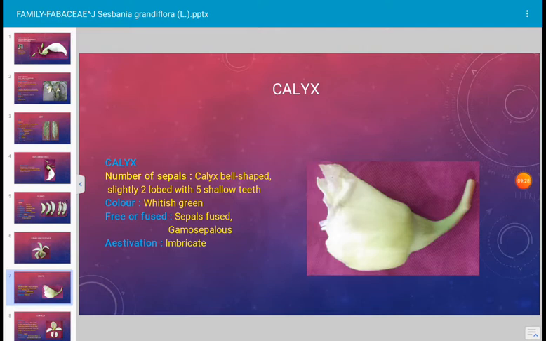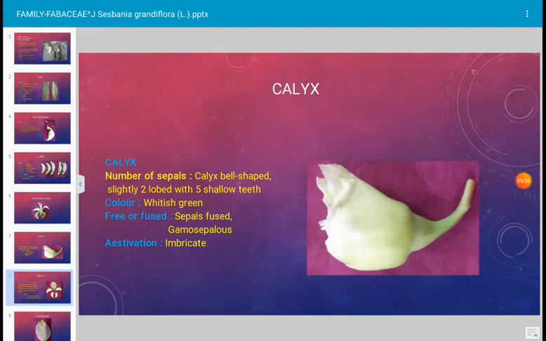It is slightly two lobed with 5 shallow teeth. The color is whitish green. The calyx is present in Sesbania grandiflora. The sepals are united. What are sepals? Sepals means the units of the calyx. All the sepals together are known as the calyx. The sepals are fused, and in taxonomic language this is described as the gamosepalous condition.